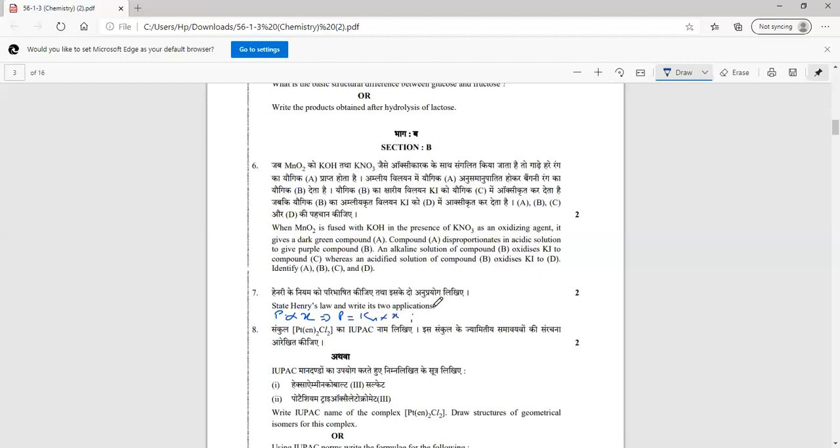Its two applications are filling up of CO2 in aerated drinks, then addition of helium gas in oxygen cylinder.